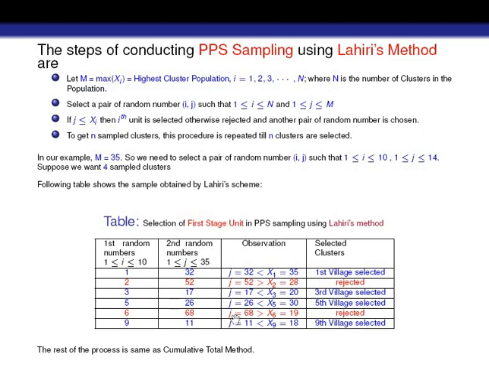After getting the clusters from the population for our first stage unit using Lahiri's method, all the calculations for the secondary stage unit are not going to change, because in the case of the secondary stage unit we have to consider the same sample size for each of the selected clusters. So I hope now we can easily calculate all these measures for this particular method also.